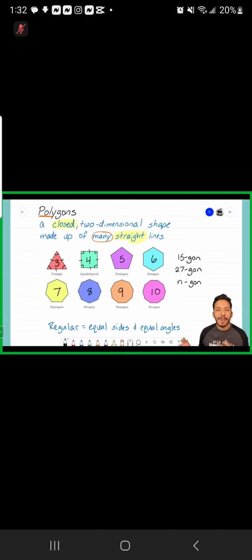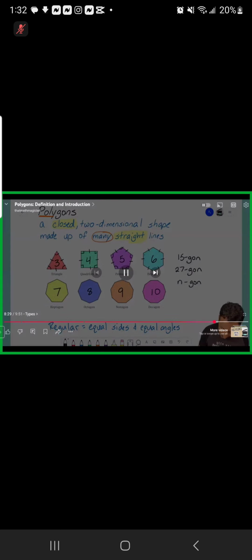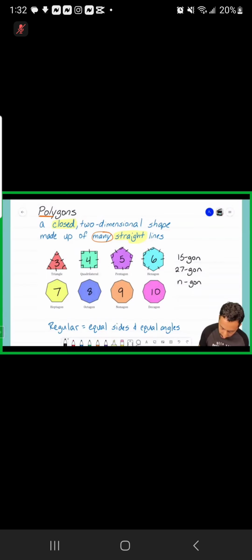And then as we move on to the pentagon, hexagon, heptagon, all the way to the decagon, hopefully we start to notice that all of these sides are equal to each other in that shape, plus all of the interior angles inside are also equal to each other because they're regular. Regular polygons have equal sides and equal angles.